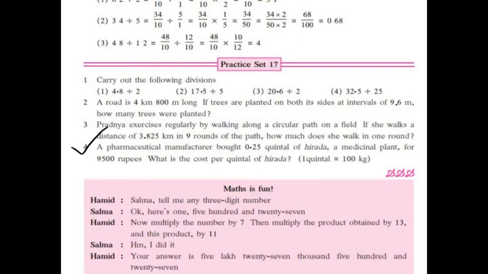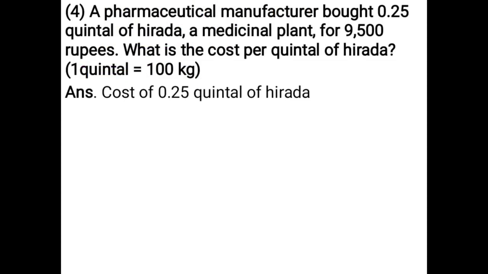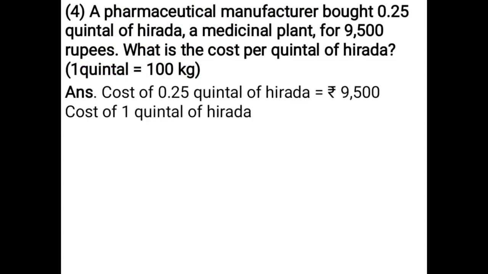A pharmaceutical manufacturer bought 0.25 quintal of Hirada, a medicinal plant, for 9,500 rupees. What is the cost per quintal of Hirada? In bracket, 1 quintal is equal to 100 kg. Statement will be cost of 0.25 quintal of Hirada is equal to rupees 9,500. You have to find cost of 1 quintal of Hirada, that is equal to 9,500 divided by 0.25.